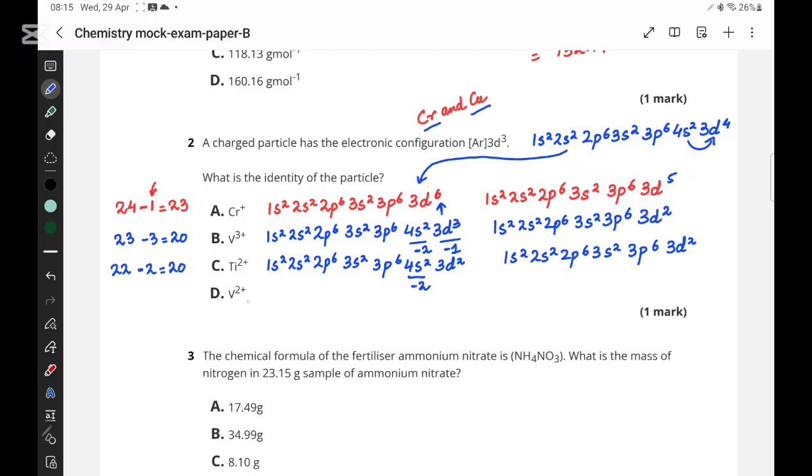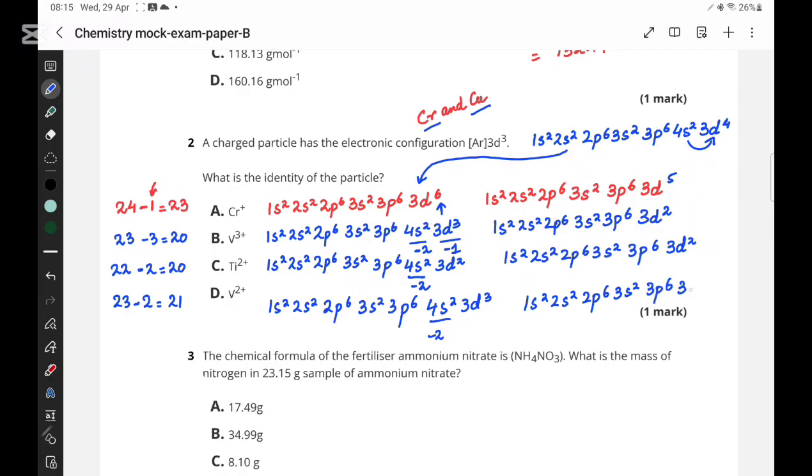And for vanadium V plus 2, it is having 23 electrons minus 2. This one would become 21. So its electronic configuration is basically 1s2, 2s2, 2p6, 3s2, 3p6, 4s2, 3d3, and when it loses two electrons from the 4s part, this one would become 1s2, 2s2, 2p6, 3s2, 3p6, 3d3.